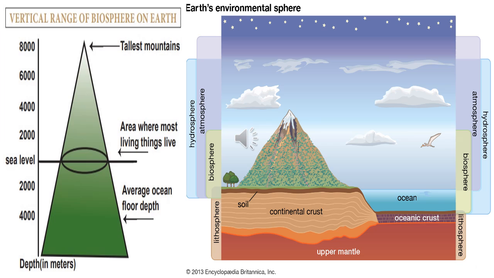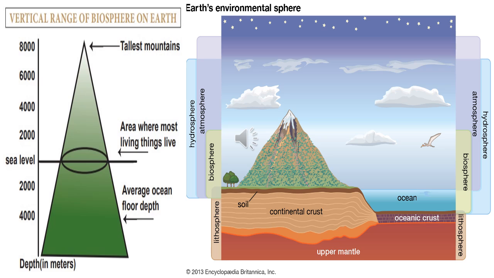The vertical range of the biosphere is approximately 20 kilometers, measured from the ocean floor to the troposphere. The vertical range where you can see living organisms in all the spheres of the earth is approximately 20 km. So from the ocean floor to the troposphere, up to a 20 km range, you can find living organisms.